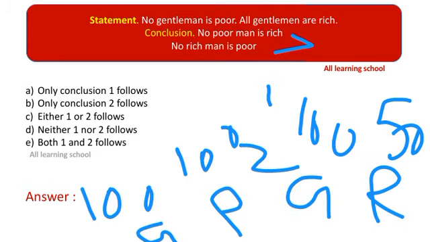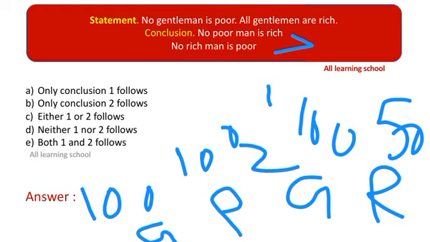Now look at the first statement. No poor man is rich. No will give expense of 100 to both of its words. Poor expense 100, rich expense 100.